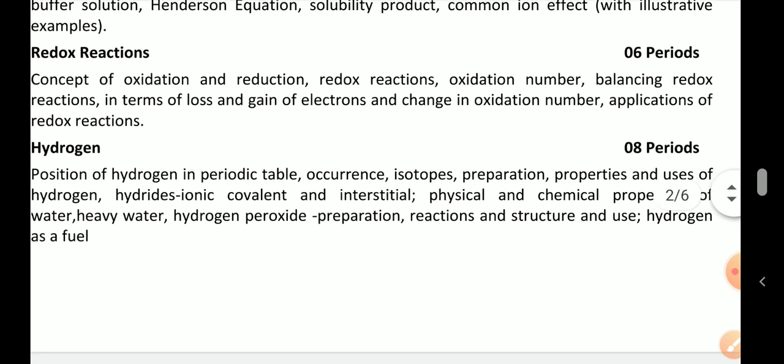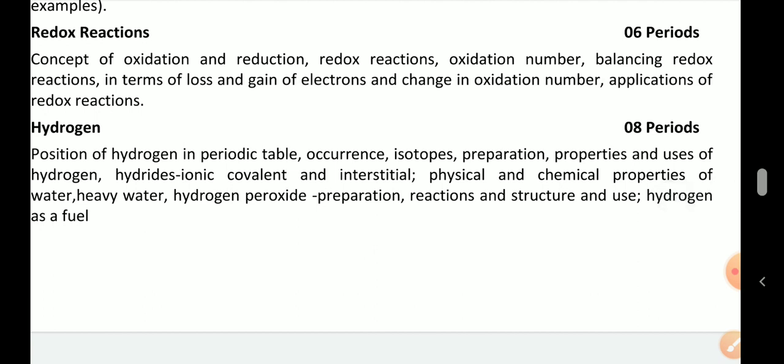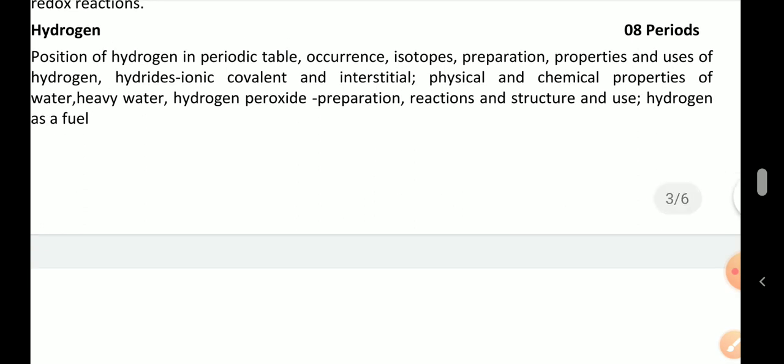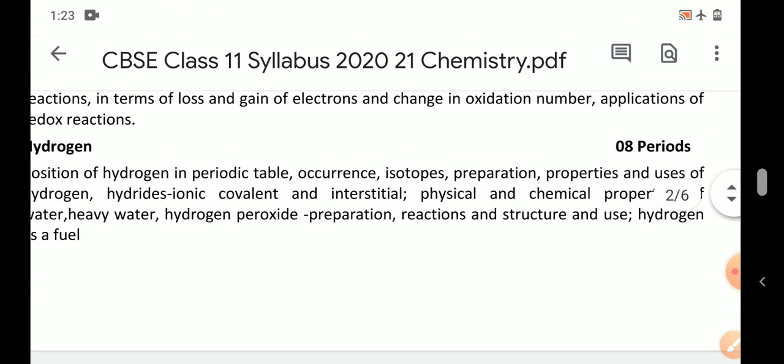Now come to the next chapter, that is redox reactions. You all know what a redox reaction is. This also you have studied in lower classes, but this is a little brief. Now come to the next chapter, that is hydrogen. See the subtopics.